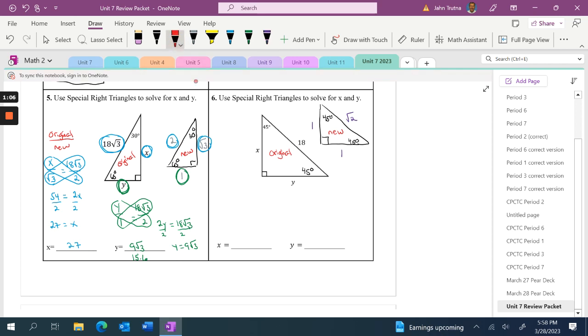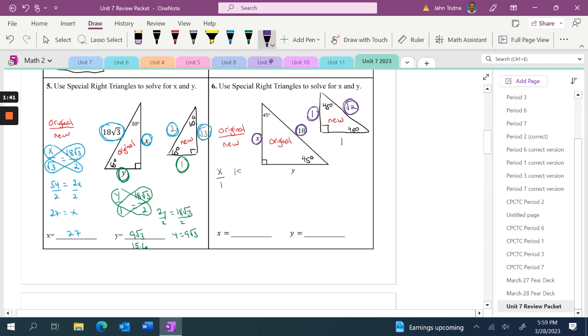Okay, and just like I did with the previous problem, I'm going to create two fractions. My fractions are always going to be the original triangle's values on the numerator, the new triangle's values on the denominator. So let's go ahead and start with x. x in the original triangle corresponds with 1 in the new triangle. So one of my two fractions that I'm going to create to help me solve for x is going to be x over 1. And then I'm going to go to 18, and 18 in the original triangle corresponds with the square root of 2 in the new triangle. So my second fraction is going to be 18 over the square root of 2.